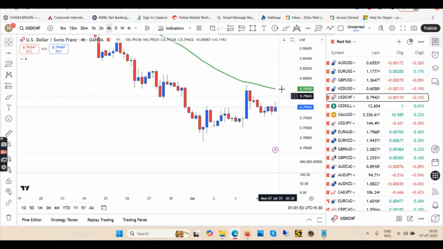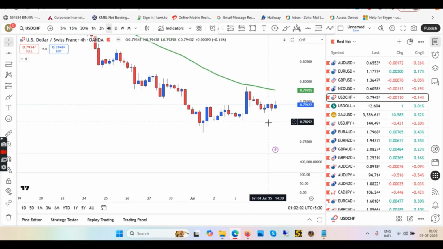Let the high break, then go long until the EMA, or let this red candle be eaten by the next coming red candle and then go short until you take profits here. So that's it. That's enough for USDCHF for free.